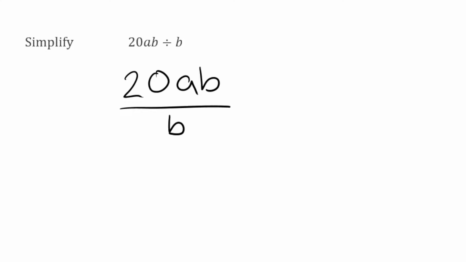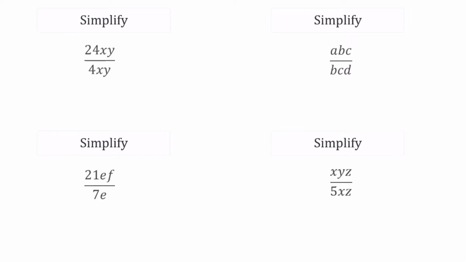So here we've got a term of b on top and a term of b on the bottom. So I can cancel the term of b on the top with this term of b on the bottom. All we've got left in that fraction is 20a on the top and nothing else. So that's that question fully simplified. Okay, so let's take a look at some more examples.